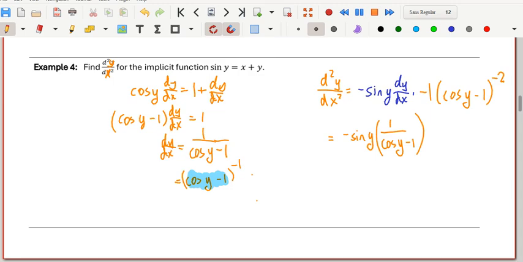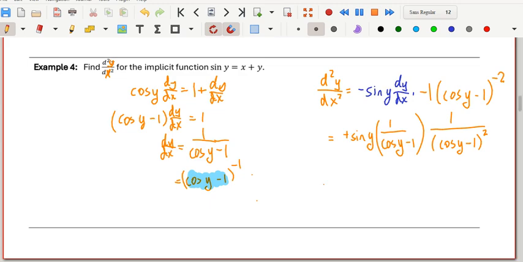Negative times negative is positive. And this is 1 over cosine y minus 1 to the negative 2. No, sorry, I was in my head, I was too early. That is still cosine y minus 1 to the negative 2, but I can write that as 1 over cosine y minus 1 squared. That part makes sense?